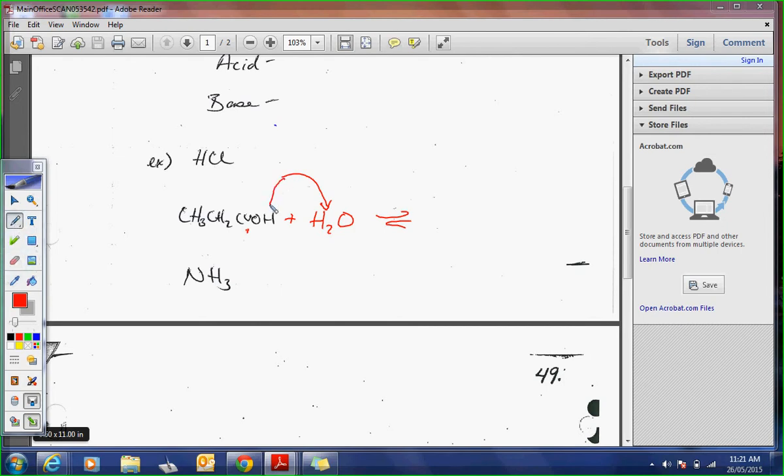And what does the water become? H3O plus. And the rest is the CH3CH2COO minus. So this is an acid because it's donated. This is a base because it's accepted. Bless you.